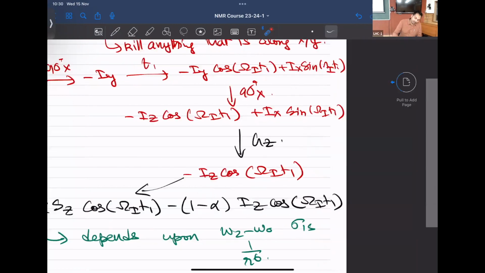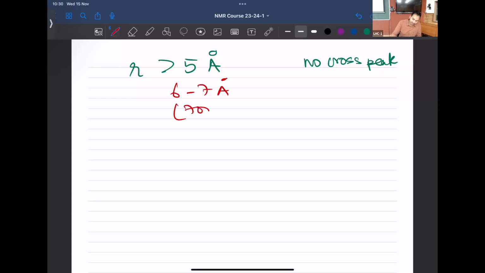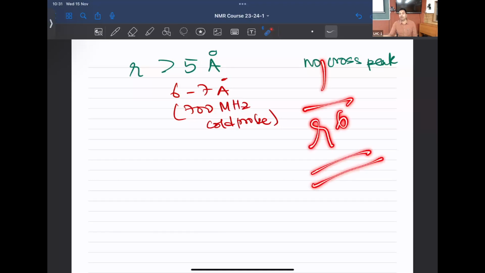This is why conventionally, if the distance is greater than 5 angstroms, nowadays with higher sensitive instruments, 6 to 7 angstroms can be captured. But for something like 5 angstroms, you'll get no cross peak. Okay, let me correct it. 6 to 7 angstroms in, say, 700 megahertz with cold probe, cryo probe. Okay, this can still be seen. But conventionally, these were all done in the 80s, where the sensitivity of instruments were not high. So people tend to say around 5 angstroms is the NOESY cutoff. What is this cutoff? Anything beyond 5 angstroms, the 1 over R power 6 is so small that you will not end up seeing it.